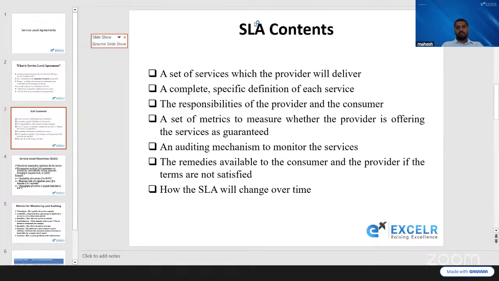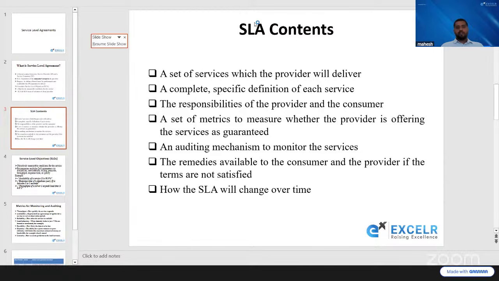What are the different services the provider is delivering? So we have to list them out very clearly. SLA contents means, while you are trying to make a document, what are the different contents that you are supposed to keep in it? Like a set of services which the provider will deliver.